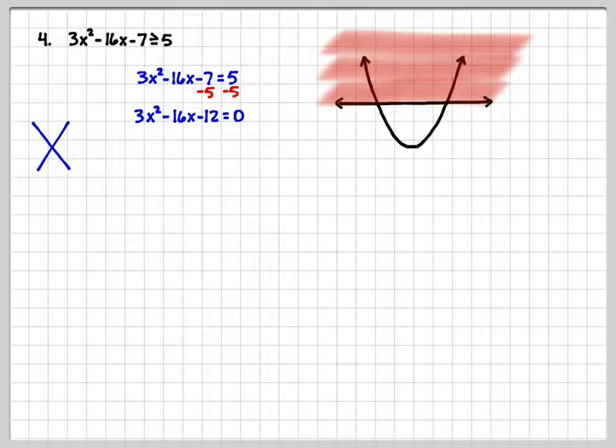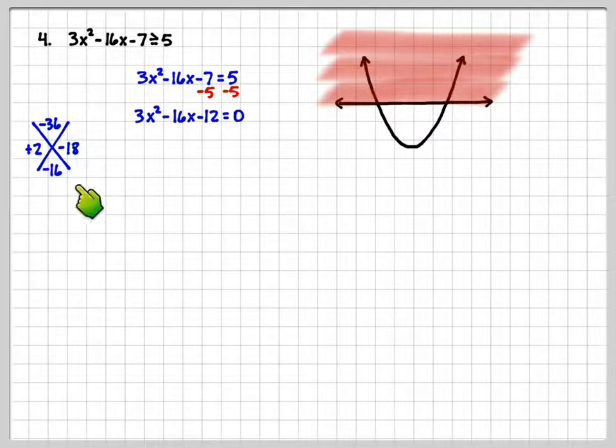So the top, remember, is going to be a times c, so 3 times -12 is -36. And the bottom is your b value, so -16. You're looking for the number that multiplies to -36 and adds to -16. Since it multiplies to -36, one of them has to be negative, the other one has to be positive. Because it adds to -16, the bigger one has to be negative. And so we end up with two factors of +2 and -18.